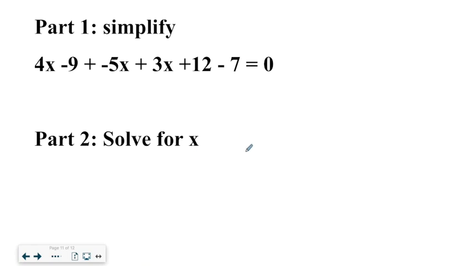So this is the check and go. Once we do this and you have the correct answer, I want you to do the quizzes.